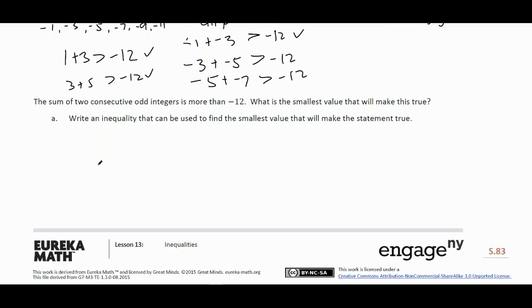So now, it says here, the sum of two consecutive odd integers is more than negative 12. What is the smallest value that will make this true? Write an inequality that can be used to find the smallest value that will make the statement true. So we're going to create this. So to ensure that the integer will be odd and not even, the first odd integer is 1 unit greater than or less than an even integer.